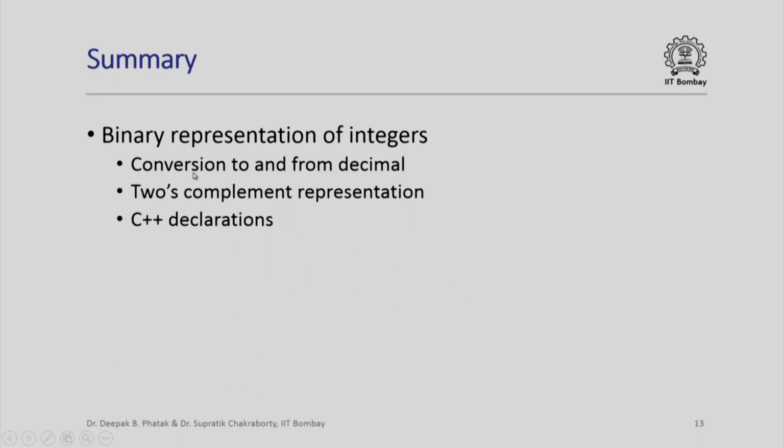So here is a summary of what we have studied today. We have looked at binary representation of integers, conversion to and from decimal, 2's complement representation, and C++ declaration of integers.